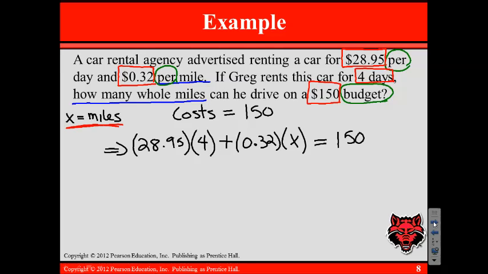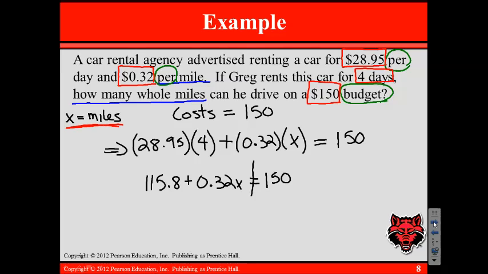We start by multiplying $28.95 times the 4 days that he rented the car, and that gives us 115.8 plus 32 cents times x is just 0.32x. That equals 150. Now we've seen problems in the past where we have decimals and we've moved the decimal place in order to get rid of the decimals. I'm not going to do that here. If you choose to do that or you feel like it's necessary for you to solve this problem, that's fine, and you should get the same answer.